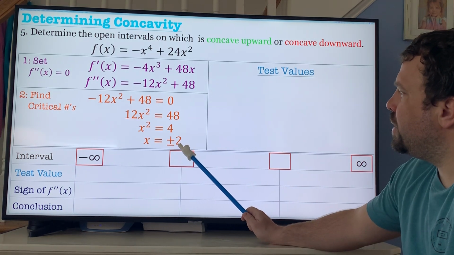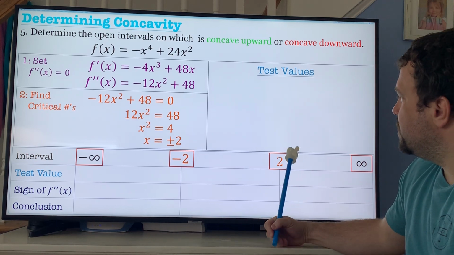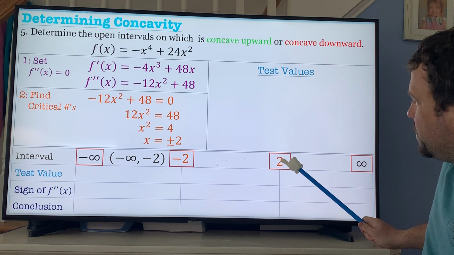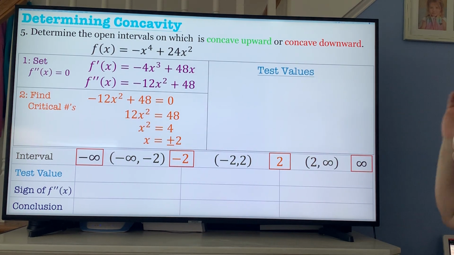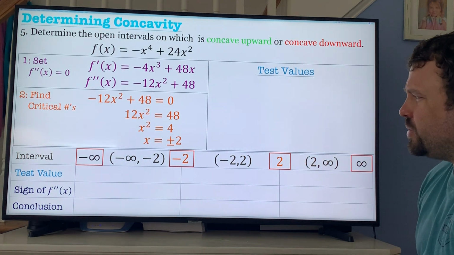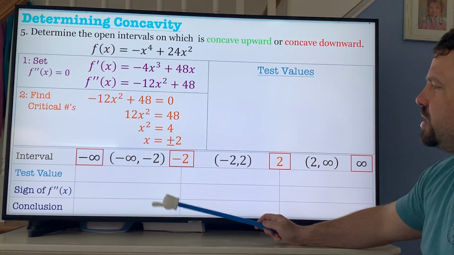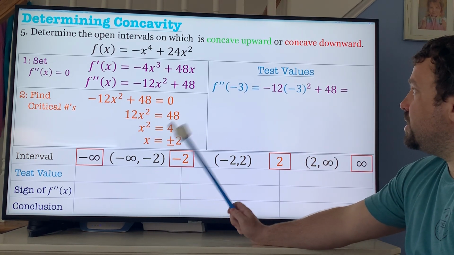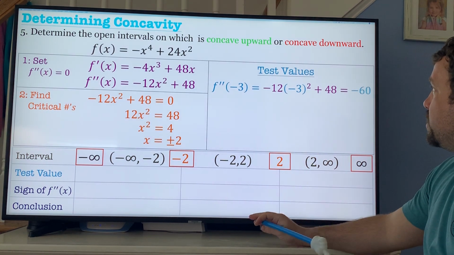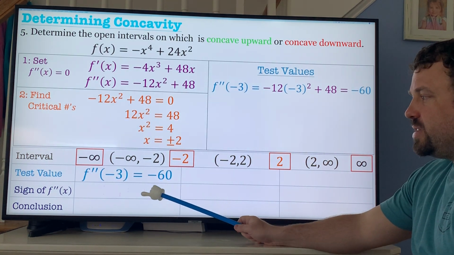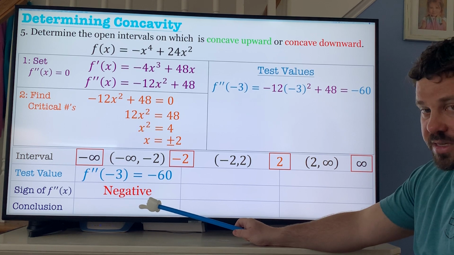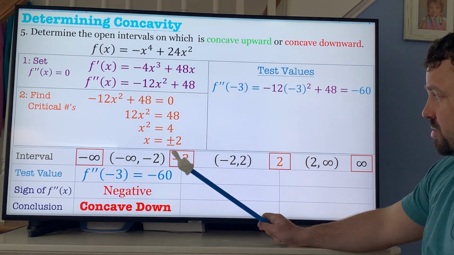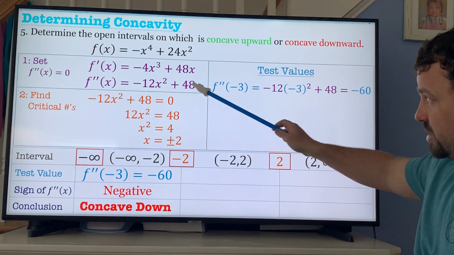So, negative 2 and 2. Now we set up our intervals: from negative infinity to negative 2, from negative 2 to 2, and from 2 to infinity. Just as we did before, so easy. This is really the only change. Now, test value. Negative 3 is a good number, right? Type it in here, you get negative 60. Negative 60 is a negative number, so it's not decreasing because we're doing concavity. It is concave down. Now just remember to plug this number into this equation right here.